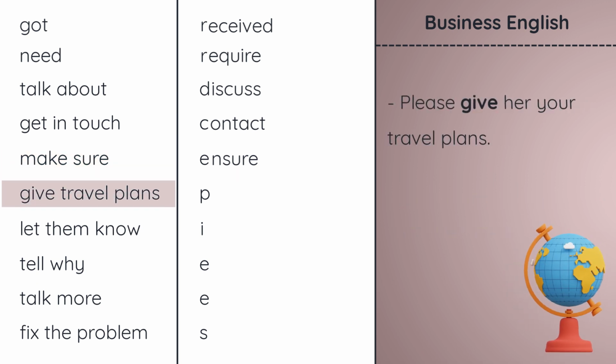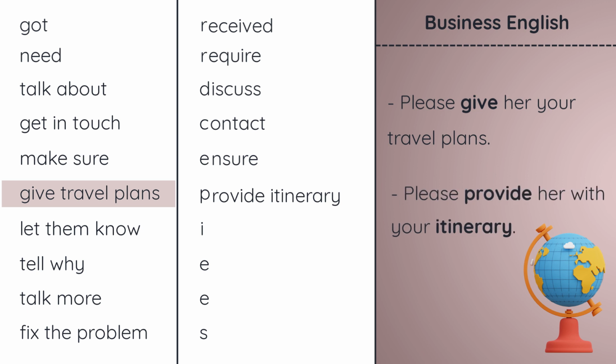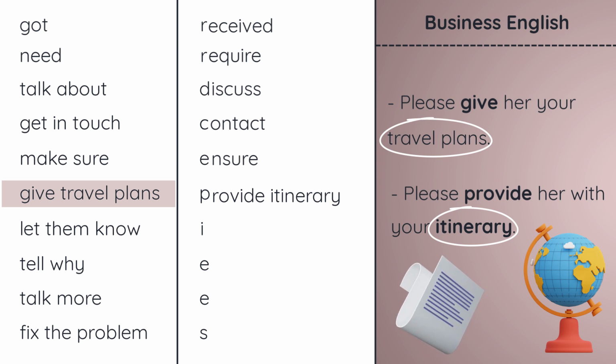Please give her your travel plans. Instead of saying give, you could say, please provide her with your itinerary. There, we have changed another word. Instead of saying travel plans, you could use the word itinerary. An itinerary is usually a piece of paper or a document that lists your travel plans. When you're departing, when you're arriving, where, when, and so on.